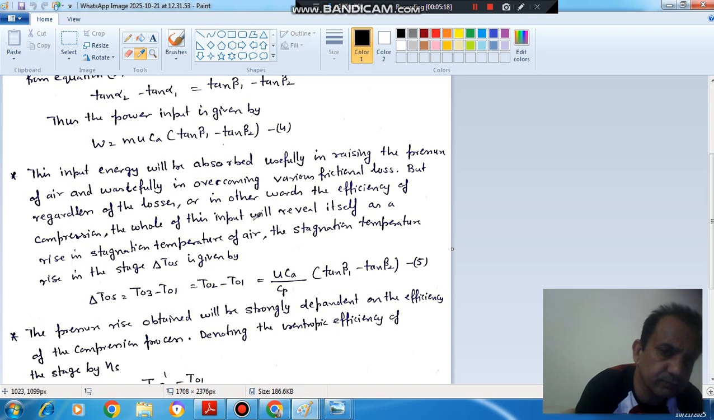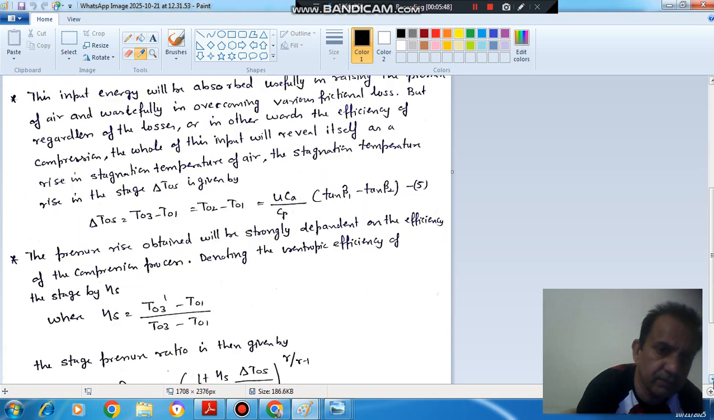So now these two can be equated, and from that the stagnation temperature rise T naught 2 minus T naught 1, or T naught 3 minus T naught 1, can be found out. Because T naught 2 is equal to T naught 3, T naught 3 minus T naught 1 is equal to U Ca by Cp times (tangent beta 1 minus tangent beta 2), as U m will cancel out. Okay. So now this is the stagnation temperature rise.